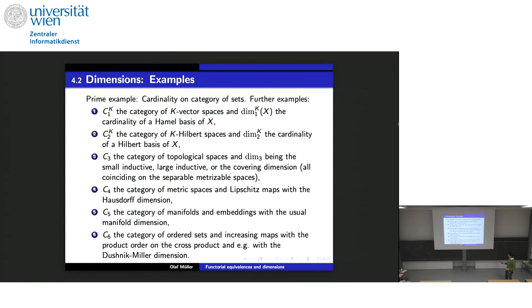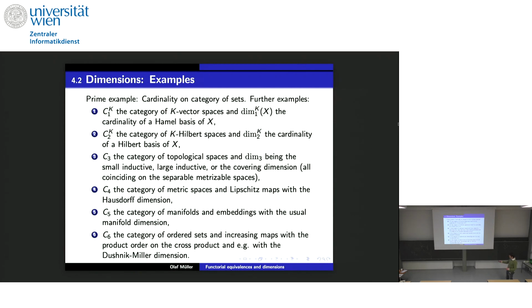Then we have metric spaces and Lipschitz maps with the Hausdorff dimension. It's also meeting this definition. Then we have manifolds and embeddings. And also, the most important for us, the category of ordered sets and increasing maps with the product order. The product order is just the coordinate order, so every coordinate has to be greater than the other one.